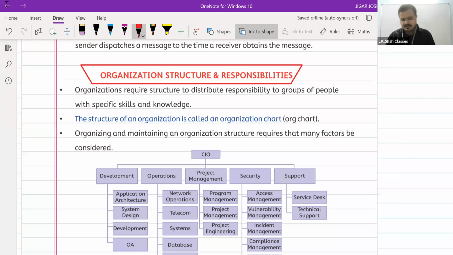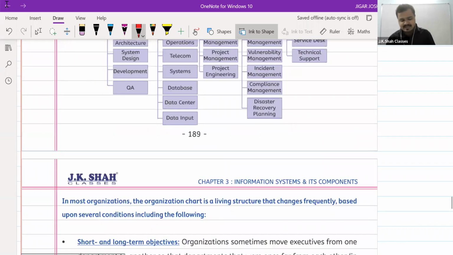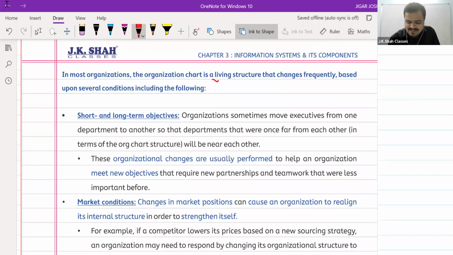The organizational chart, all the departments are different, and all the people working in the organization are different. Many times the seniors get promoted or retire. In all these cases there are always changes in the structure. Thereby, in most organizations, the organizational chart is a living structure, which keeps on changing as and when changes happen in the overall direction.